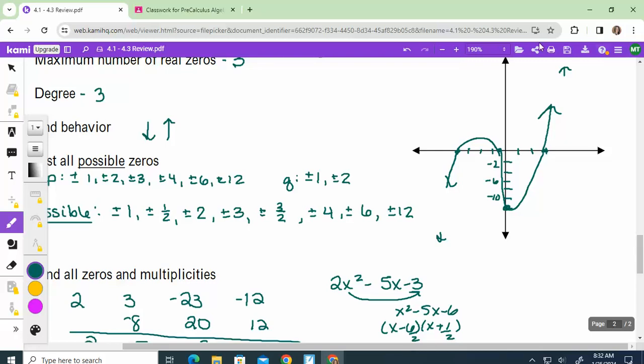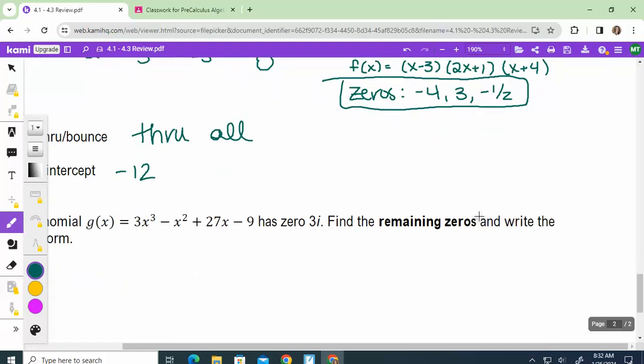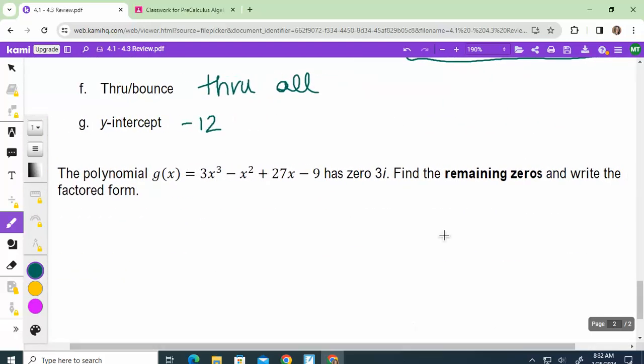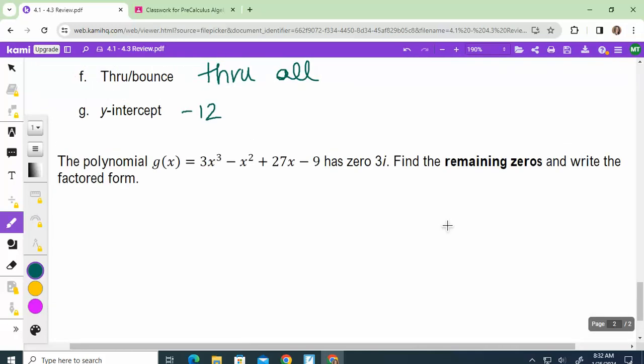Any questions on that one? Okay, so one last question. We have a polynomial and 3i is a 0. We have to find all the remaining zeros. So what would I do first? Do synthetic division with it.